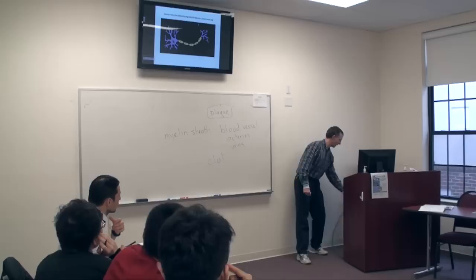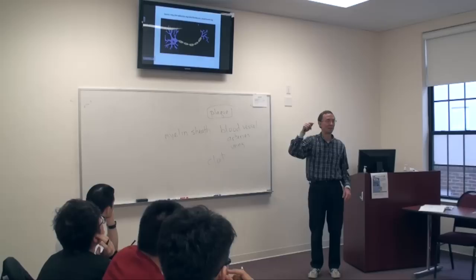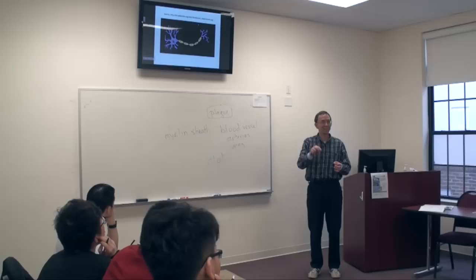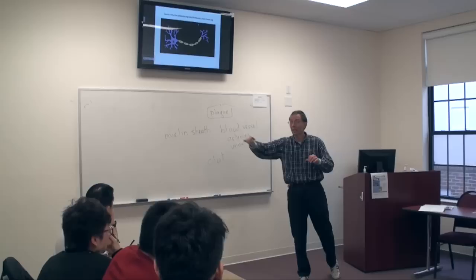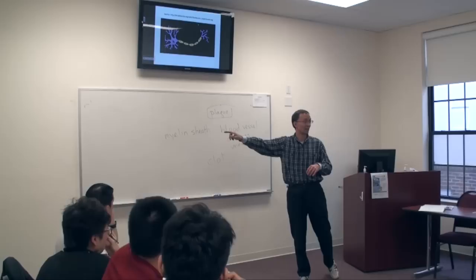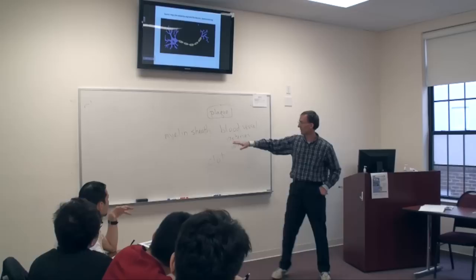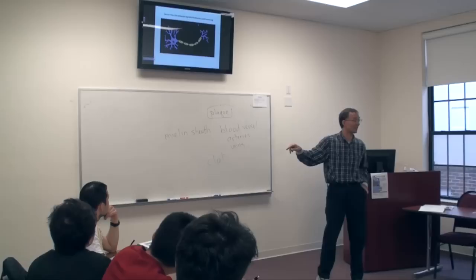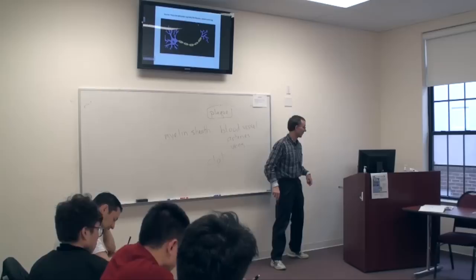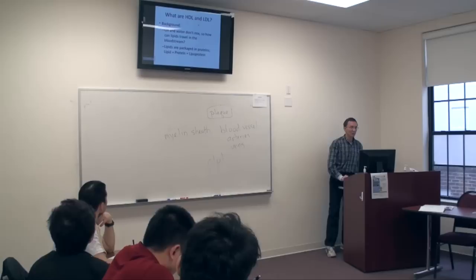In the same way, the myelin sheath, which is made of cholesterol mostly, enables your nerve impulses to go quickly and in the right direction. Cholesterol helps to make myelin? Yes, cholesterol is a primary component of myelin. Okay, so we absolutely need it. We cannot live without cholesterol. All right? So, go ahead.